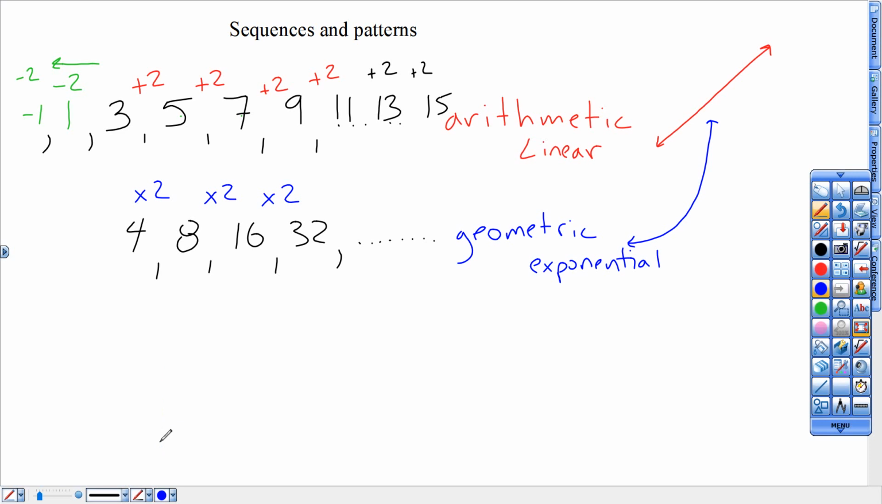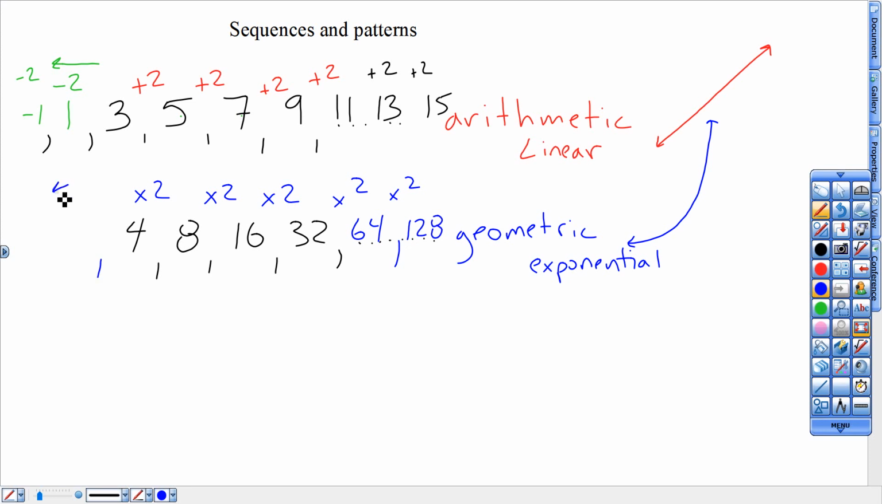Same with the timesing ones. You could go both directions. Keep timesing by 2 to the right. This will give me 64. And then whatever that number times 2 will give me the next one. Maybe, let's see. Let's use a calculator. Gives me 128. So you could continue the pattern to the right by timesing.